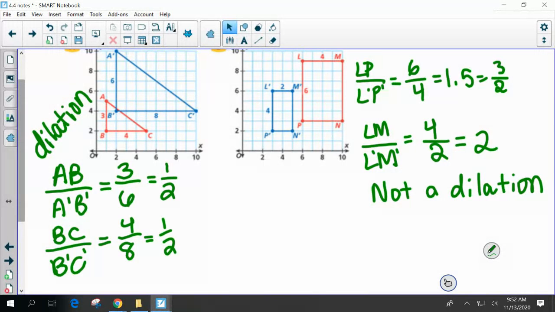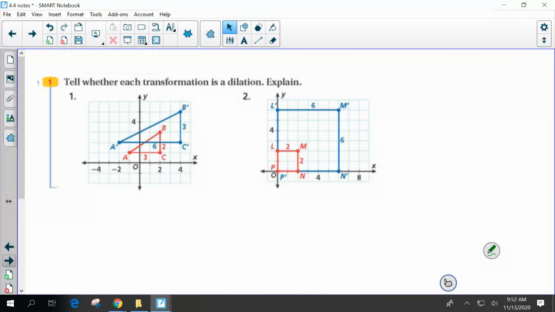Okay, so we're going to jump ahead to the next one. I'm going to have you come back and do this one. We're going to do number 2 with the squares together, and then I'm going to have you do number 1 on your own. So we're going to look at LM over L prime M prime. LM is what? 2, and L prime M prime is 6. So 2 over 6, and 2 divided by 6 is 1/3.